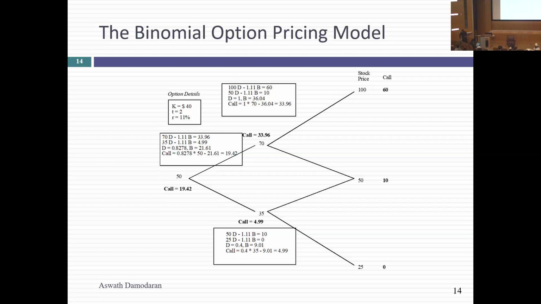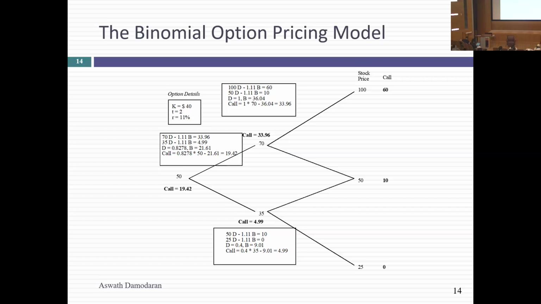So if the stock goes to 50, my cash flows are 10. The stock goes to 25, my cash flow is 0. 50 times delta minus borrowing with interest is 10. 25 times delta minus borrowing with interest is 0. I solve for delta and B. $9.01 for B, and 0.4 shares. I don't even know how you do it, but let's say you can. If you borrow $9.01 and buy 0.4 shares of stock, you've created a position that has exactly the same cash flows as the call. It'll cost you $4.99.